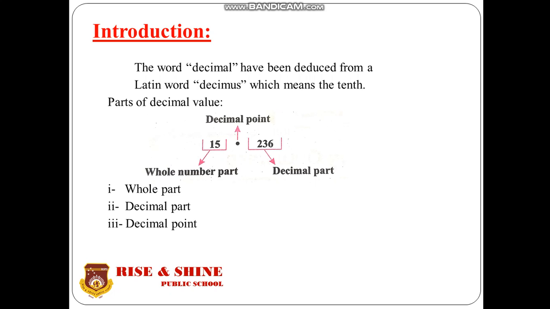Parts of decimal value. There are 3 parts of decimal value. The numbers before the point are called whole number part. The point is called decimal point, and the value after the decimal point is called decimal part. In this example, 236 is the decimal part of a whole number part, that is 15.